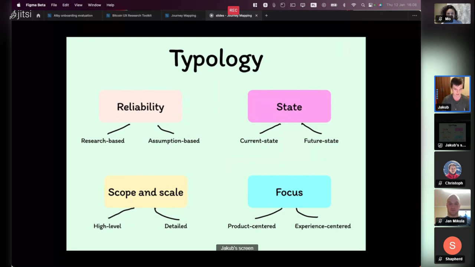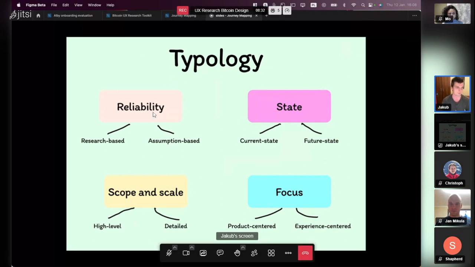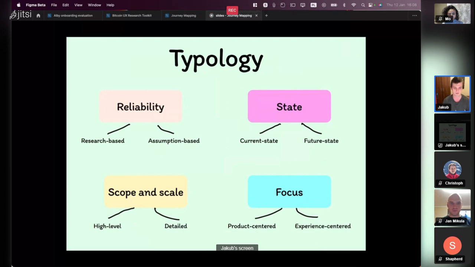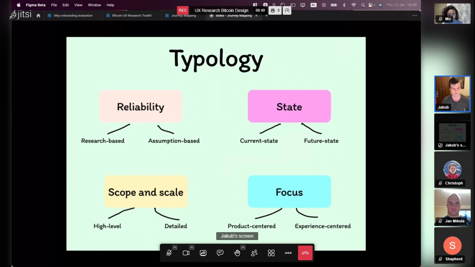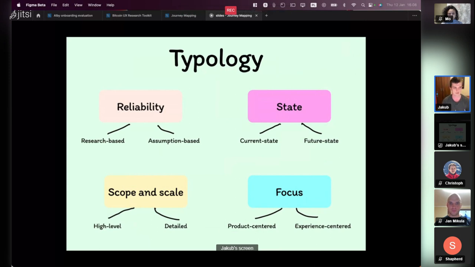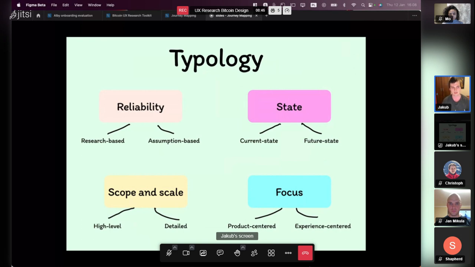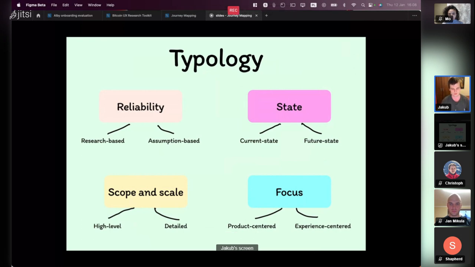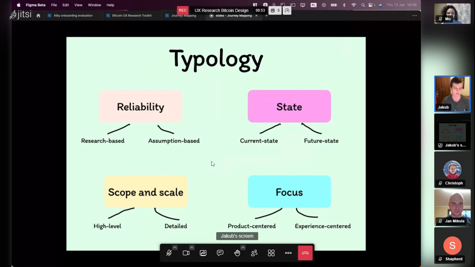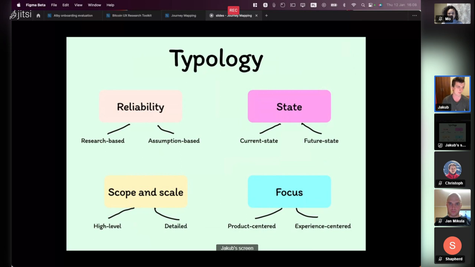So the first angle is reliability of the journey map. It can be research-based or assumption-based. Research-based journey map is a map that is based on real user data, and it can be any user research data we have. So like in-depth interviews, usability tests, but also recorded sessions of real usage of some product, or research-based personas, surveys, collected feedback, and basically anything. We can also combine those sources into one map.